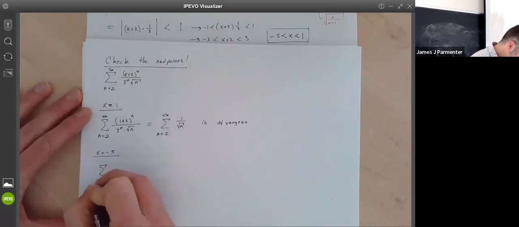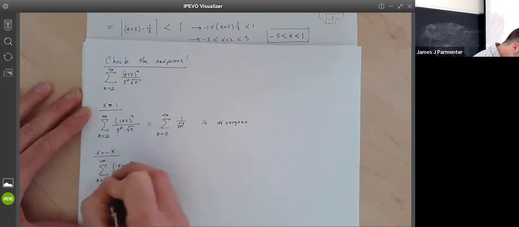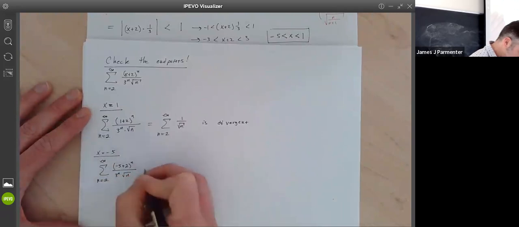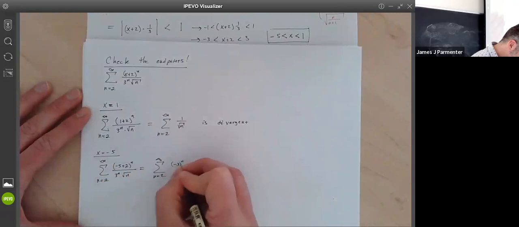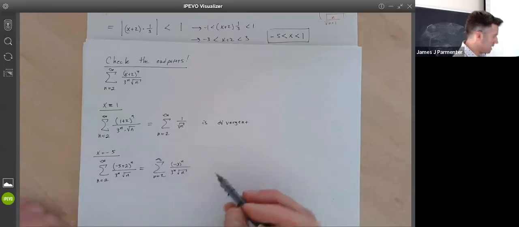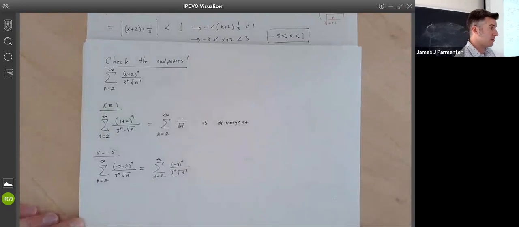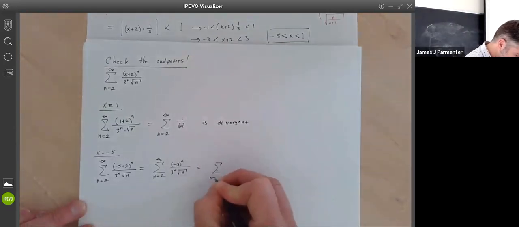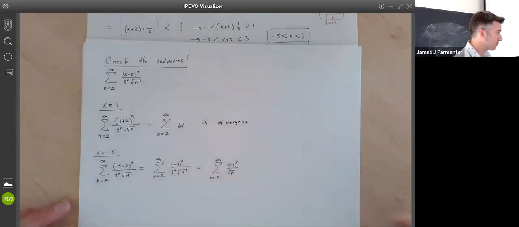We're going to get the sum from n equals 2 to infinity of (-5 plus 2) to the n over 3 to the n times the square root of n. And that's going to become (-3) to the n over 3 to the n times the square root of n. And you should get used to seeing that if you have a negative number to the n over a positive number to the n, that's just going to reduce to (-1) to the n. You can write (-3) to the n as (-1) to the n times 3 to the n, but it all boils down to (-1) to the n over the square root of n.